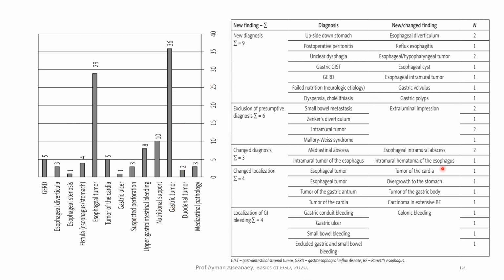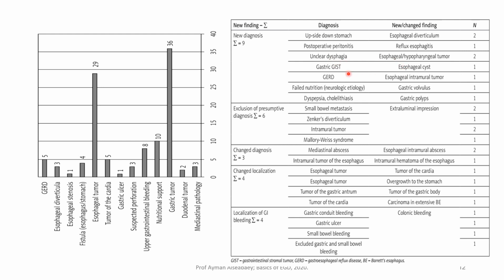And this is a nice table in which you will find that the endoscopy done before the operation gave a wrong diagnosis, and when it is done during the operation, it gave a different diagnosis. For example, in this case, there is an upside down stomach. When they did intraoperative endoscopy, it was esophageal diverticulum. That's right.